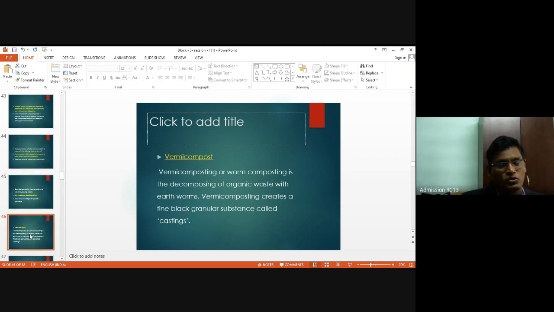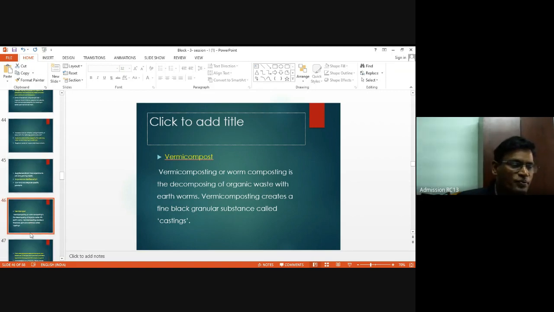Then come to vermicomposting, or worm composting. This is another natural way of converting waste into a useful product for agricultural land. Vermicomposting is decomposing organic waste with earthworms. We have to introduce or apply these earthworms to the waste, and worm composting creates a fine black granular substance called castings. After the decomposition by the worms, we get a powdery manure that can be applied to the field.